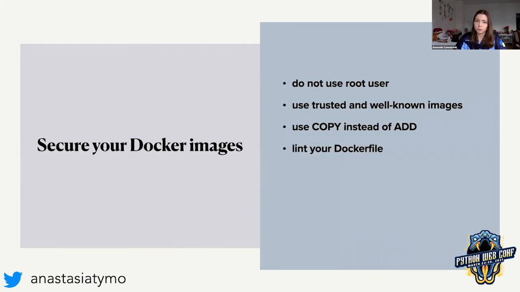Then lint your Dockerfile. There are Dockerfile linters. You can also use them on the CI as an extra step to lint the files and check if they're secure enough. And also, if you are using some specific images with specific versions, try to save them in your private Docker registry and maintain them.